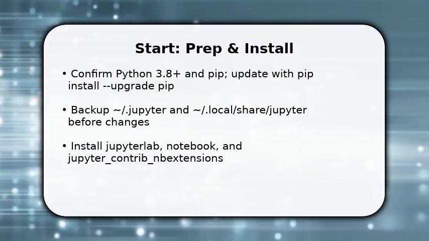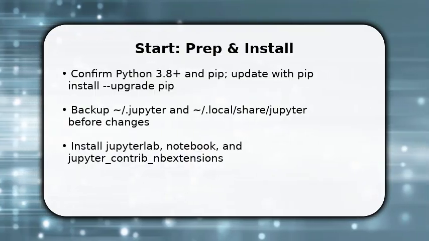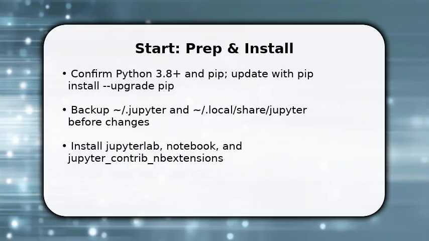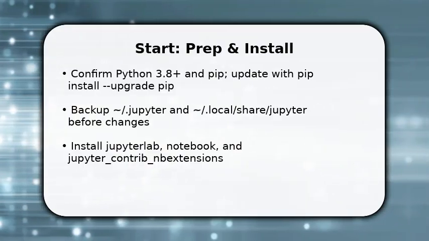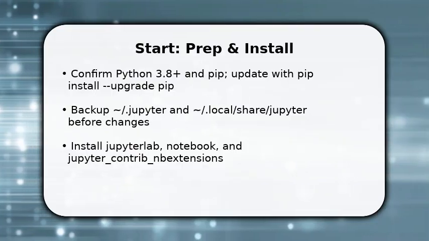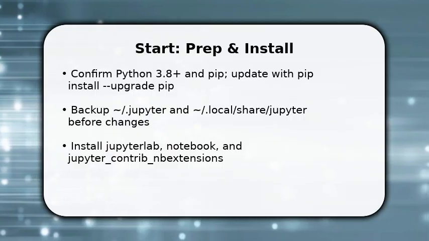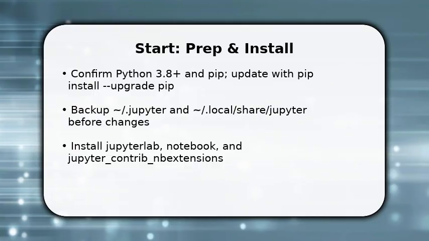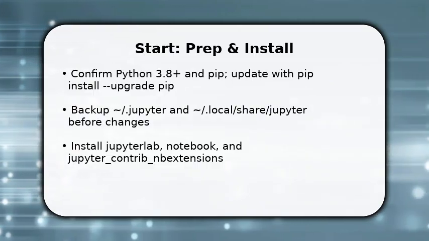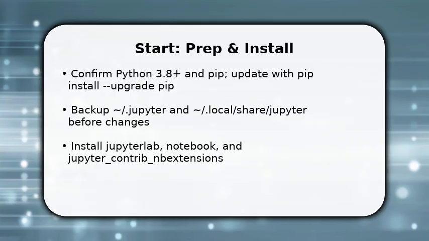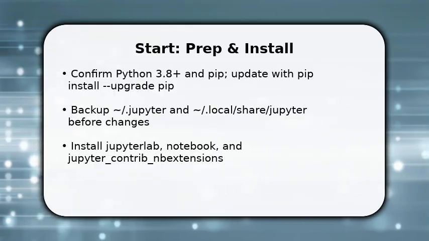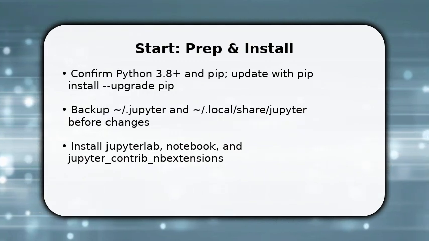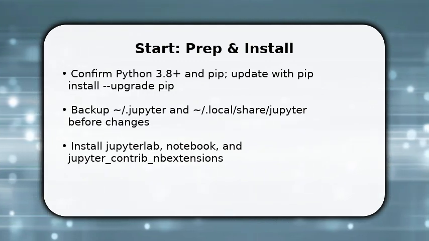You'll begin by preparing your environment and installing core packages. First, update pip and confirm Python 3.8 or newer. This avoids later incompatibilities. Once done, backup your ~/.jupyter and ~/.local/share/jupyter directories to preserve settings. Then install JupyterLab, Classic Notebook, and Jupyter Contrib extensions so you have extension support. Make sure to restart any running kernels. These steps give you a safe baseline and the tools required to customize interfaces and extensions in the next stage.